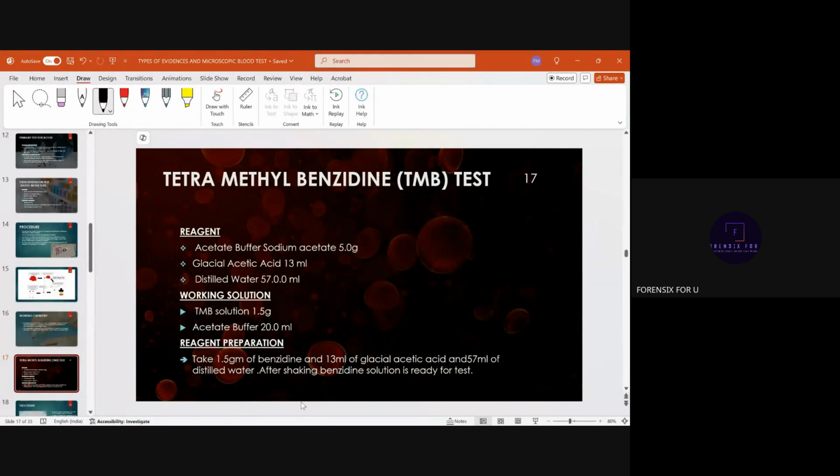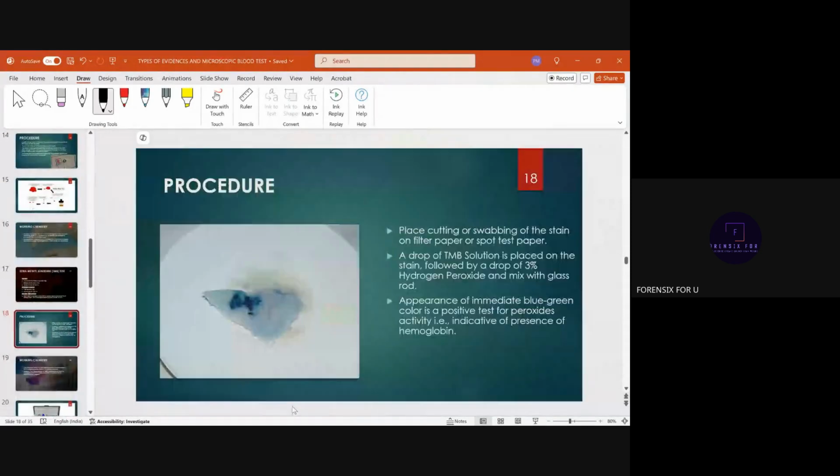Clear? Okay, ma'am. So we have tetramethylbenzidine, TMB solution. Initially, we used to have benzidine, but benzidine is cancer causing in nature. So now benzidine is banned all over the country. We use tetramethylbenzidine, and we have working solution of TMB and acetate buffer. We take 1.5 gram of benzidine, 13 gram of glacial acetic acid, and 57 ml of distilled water. The benzidine solution is ready.